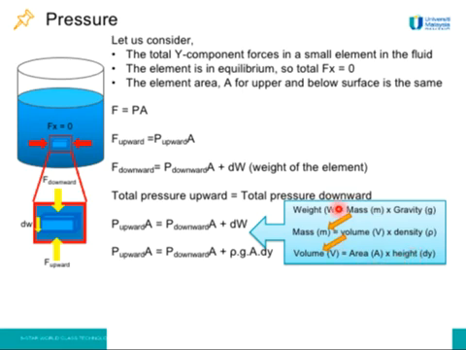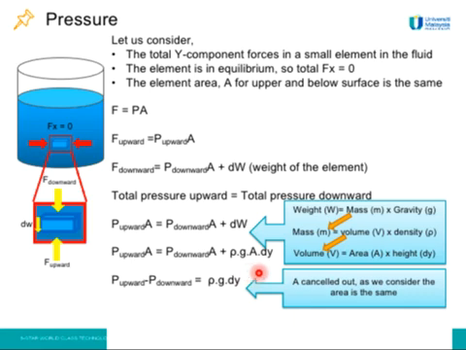So eventually we can express W equals rho g A times dy: the density times gravity times area times the height of the element. The whole equation is divided by A as we consider the area is the same. And finally, we will get this equation: the pressure difference between 2 points equals the density times gravity times the height.